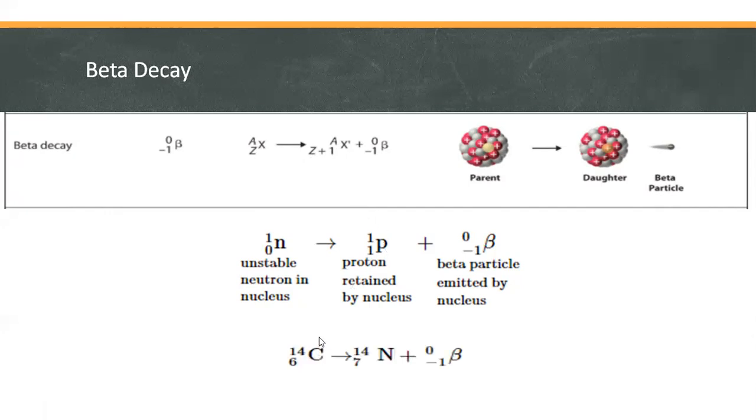So for example, carbon-14 undergoes beta decay to form nitrogen-14. So once again, the number of nucleons is conserved and the charges are balanced. The parent and the daughter nuclei have the same mass number since the electron has 0 mass number. And the sum of the atomic numbers of the products is 6, which is the same as the atomic number of the carbon-14 parent.